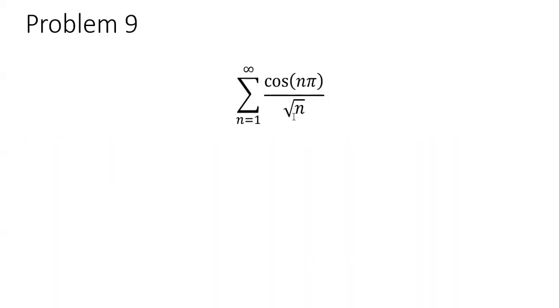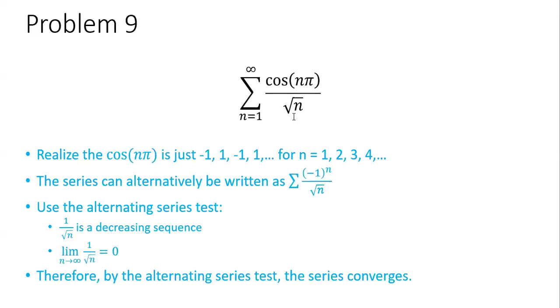Number 9, summation as n goes from 1 to infinity, cosine of n pi divided by square root of n. Does this converge? Does this diverge? How do we approach this one? Are we going to let that cosine of n pi intimidate us? We will not, because we realize that n is just an integer value. 1, 2, 3, 4, so on and so forth. So what's cosine of 1 times pi? Cosine of pi? That is -1.